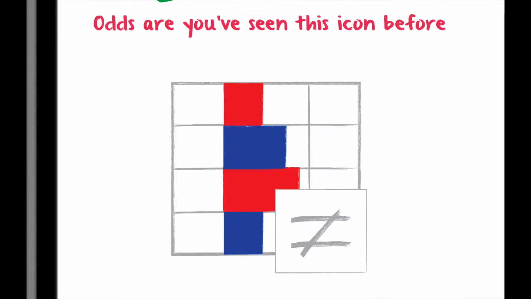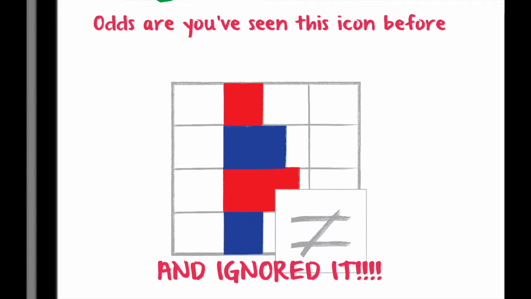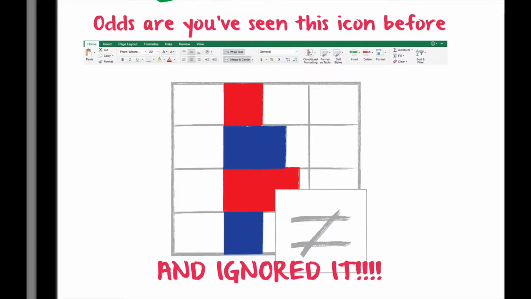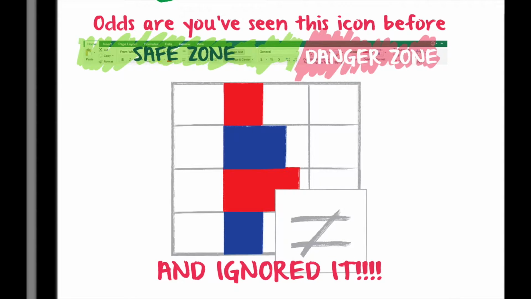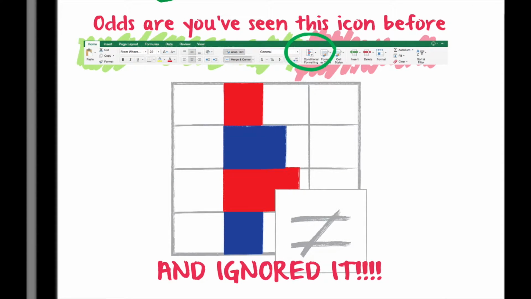Odds are you've seen this icon before, and being the meatball we all strength coaches are, completely ignored it, because if you're like me, the left side of the menu was your safe zone, and when it comes to Excel, everything to the right of that zone was the danger zone and threatens to crash your file. So you never went over there. But today we're going to actually explore what conditional formatting can do for you and how it can make your life easier. Oh, and just so we're clear, the icon is right here.